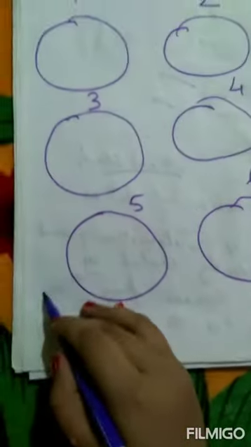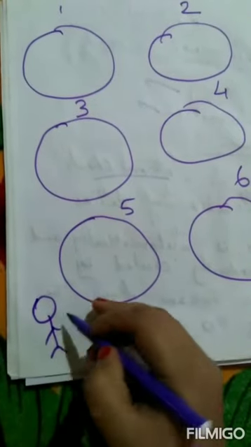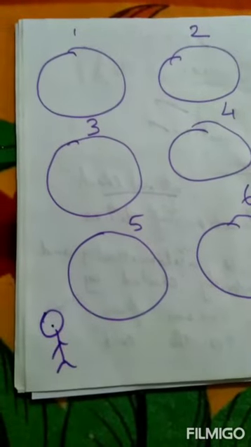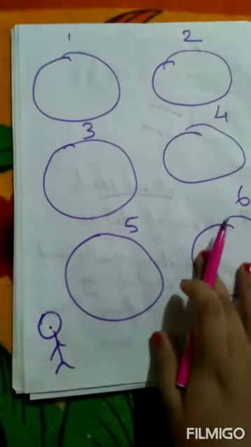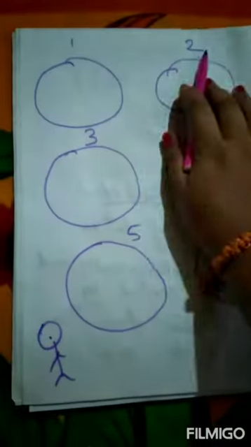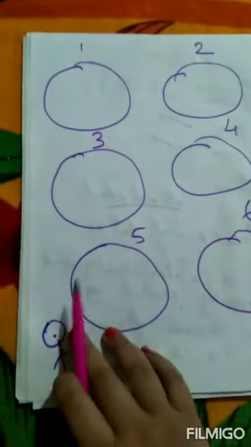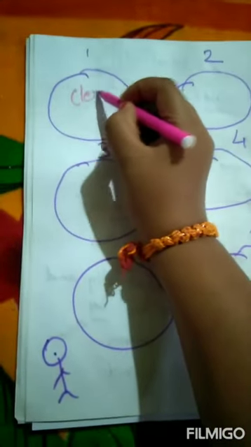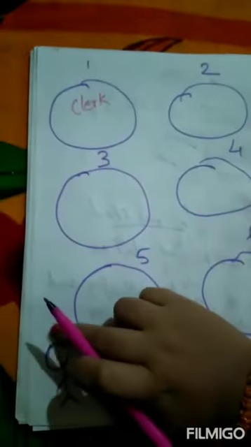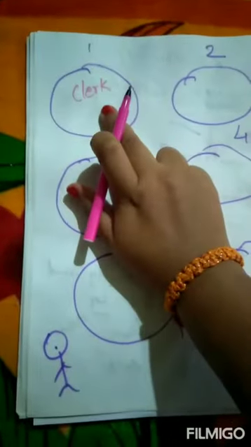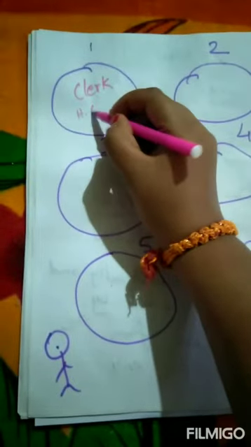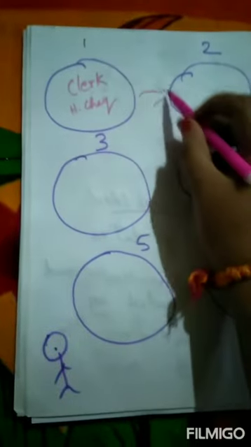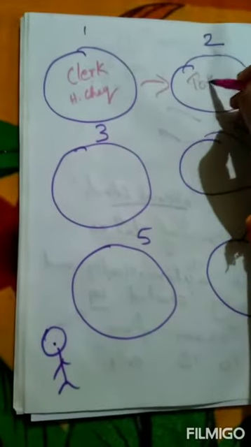Now a customer who wants to withdraw the amount from the bank. Okay, this is counter number 1, 2, 3, 4, 5, 6. Let's see how it is related to it. Okay, first is the clerk. This customer has to hand over the check to the clerk. Next process is counter 2, that is token.